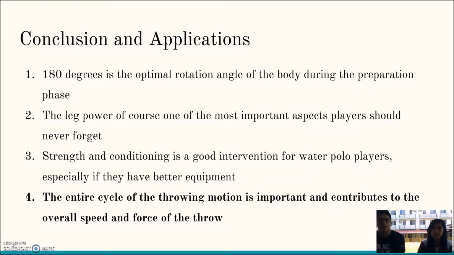Lastly, for the application, the entire cycle of the throwing motion is important, and it contributes to the overall speed and force of the throw. So what coaches, strength and conditioning coaches, skills coaches, coaches in general, can learn from this study is to segment their training programs based on different phases of the water polo shot, or different phases of anything in general.